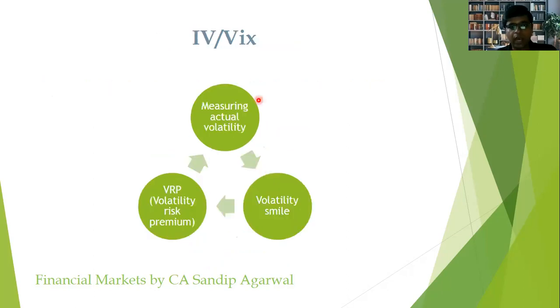In the previous video, I discussed what is IV or implied volatility or VIX and what is volatility smile or vol smile. In this video, I will cover these 2 aspects. One is how you can measure the actual volatility based on the historical data, and the other is the volatility risk premium. The volatility risk premium is basically the differential between the IV and the actual volatility. So depending on these 2 calculations, the person can take a call whether they want to do positional option selling or not.